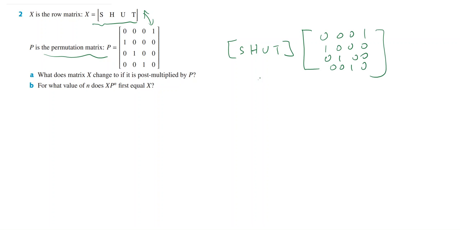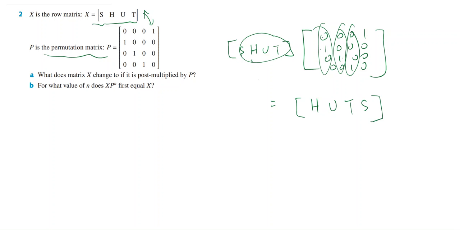So if you multiply it, see what happens. You go row times column. So if I do row times column, what happens? You're going to get it. If I multiply that with that, I get 0. Multiply that with that, I get h. So I'm going to get an h. And then if I multiply by the second column, I'm going to pick up the u. If I multiply by that, I'm going to pick up the t. If I multiply by this, I'm going to pick up the s. So it's going to be HUTS.